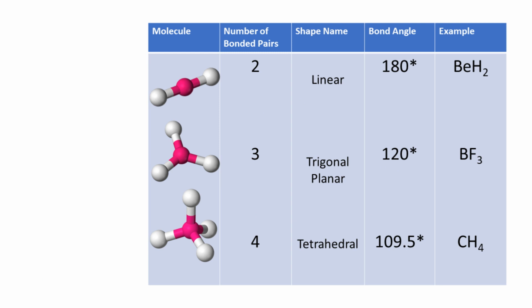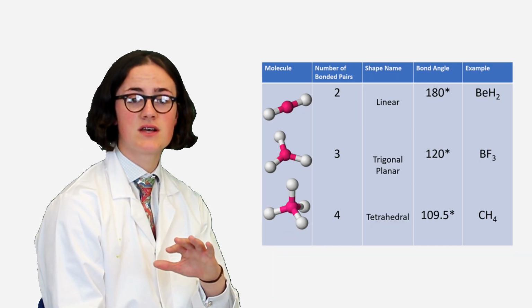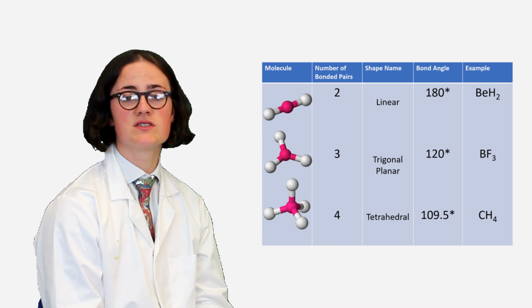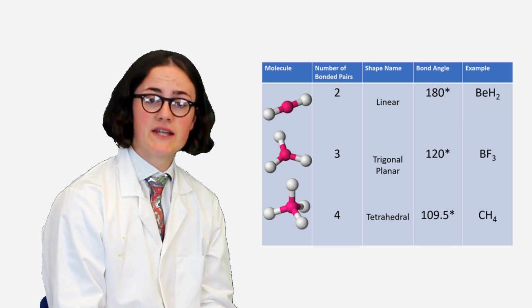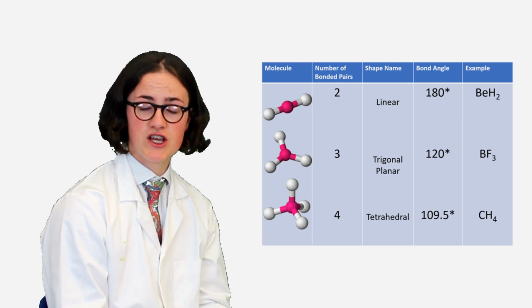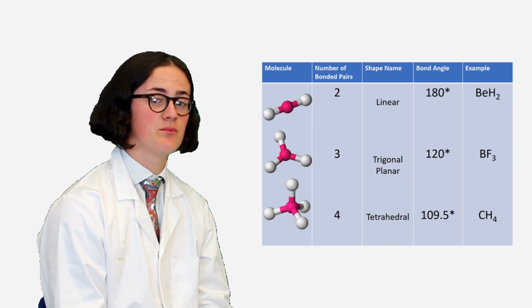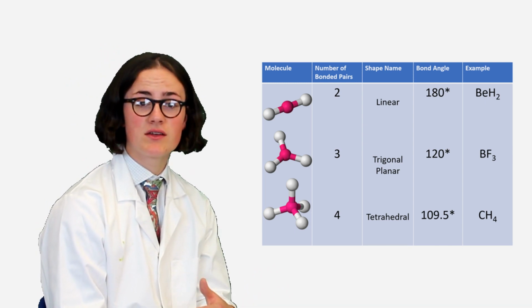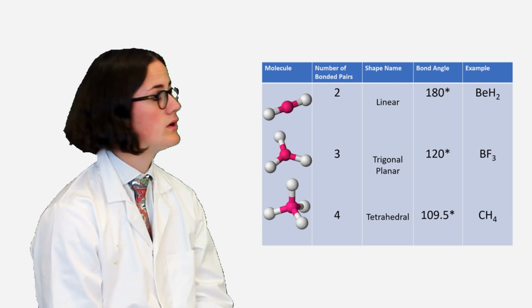Our next molecule with 3 bonded pairs is trigonal planar. This has a bond angle of 120 degrees, 3 bonded pairs as you can see. Commonly occurring examples of this are the carbonate ion, CO3, and boron trifluoride. Our next molecule is the tetrahedral molecule with 4 bonded pairs of electrons. This has a bond angle of 109.5 degrees. Commonly occurring examples are the ammonium ion, NH4+, or CH4, the methane molecule.